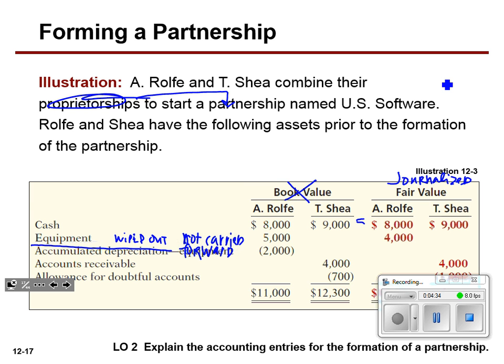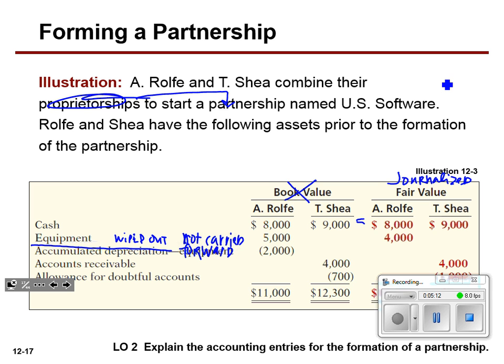It looks like T. Shea had some accounts receivable owed to him or her. We don't know if this is a male or female. The allowance for doubtful does get attached to it though. And then the partners will decide, okay, AR, we have $4 grand that's owed to you, T. Shea. We still have that $4 grand. But then we can decide, well, allowance for doubtful, he said it was 7, but they agreed that it was 1,000 instead. So does that make sense? Book value, here's what it's truly worth, versus the new fair value that the partners decide.